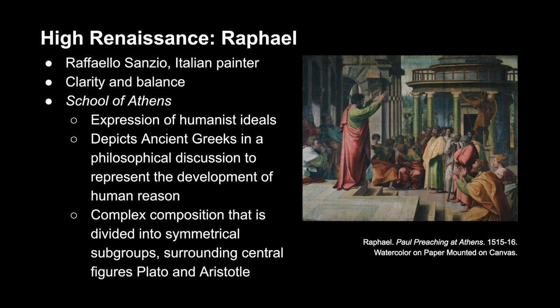Next we have Raphael, who is also an Italian painter. He was focused on clarity and balance. Here we see the School of Athens, which was an expression of humanist ideals. It depicts ancient Greeks in a philosophical discussion, which represents the development of human reason. It's also a complex composition that's divided into symmetrical subgroups. They're all surrounding the central figures of Plato and Aristotle, which is another example of using the composition in architecture to create focal points and places of emphasis, but in a different way than what we've seen. There's no perspectival lines pointing to them, just framing them.